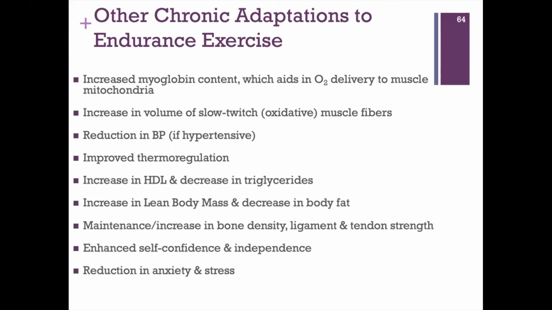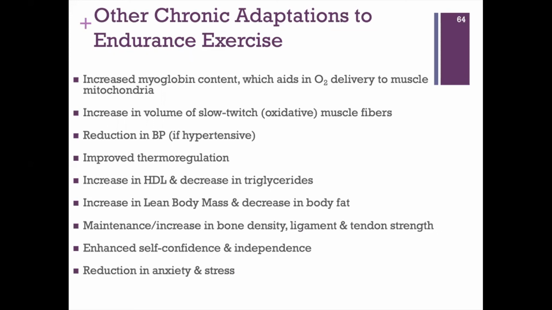Remember, we're trying to get our slow twitch fibers to be able to last for longer periods of time. We do get a reduction in our blood pressure if we start off being hypertensive. It doesn't really work as a decrease if we are operating in normal blood pressure. But if you are already slightly higher, like a pre-hypertensive blood pressure, beginning an exercise program over time will help to reduce that resting blood pressure. We begin to thermoregulate better. We can actually control our temperature better as we exercise more.